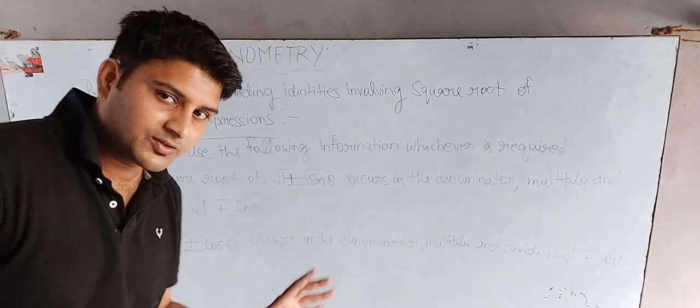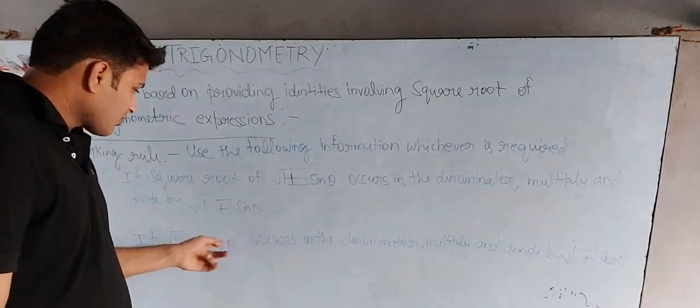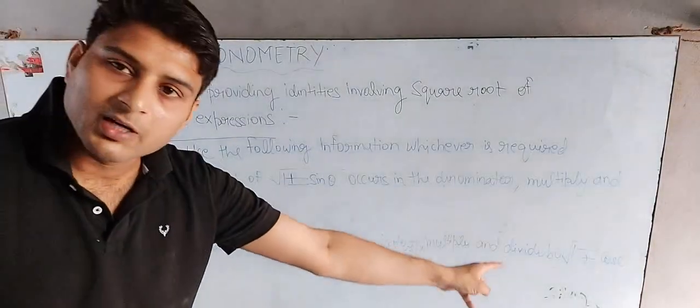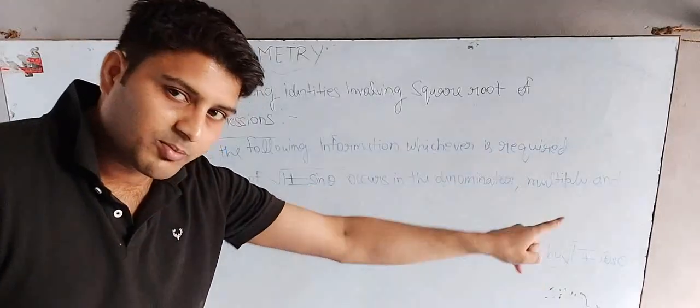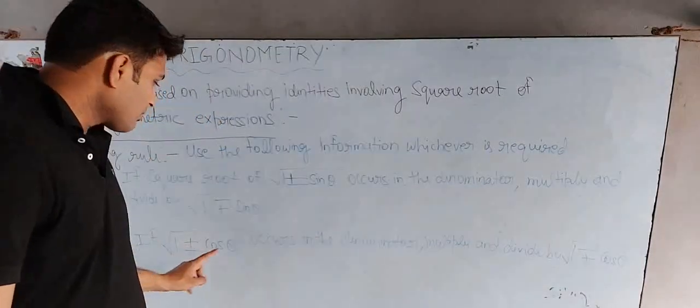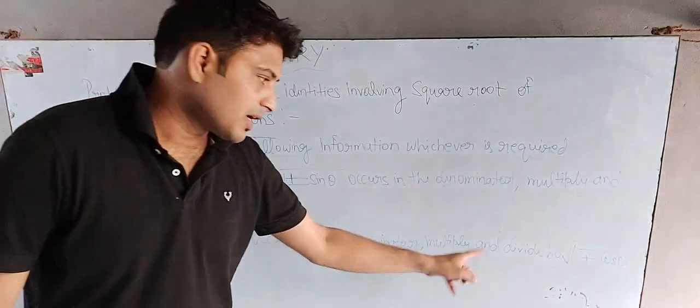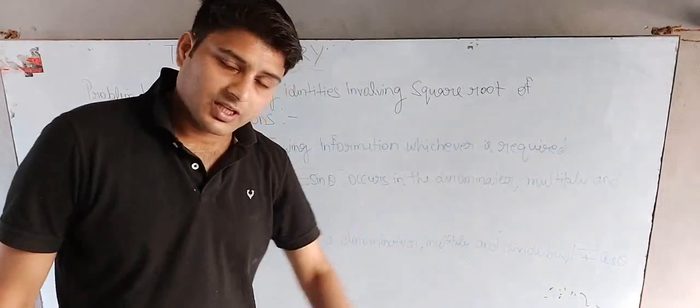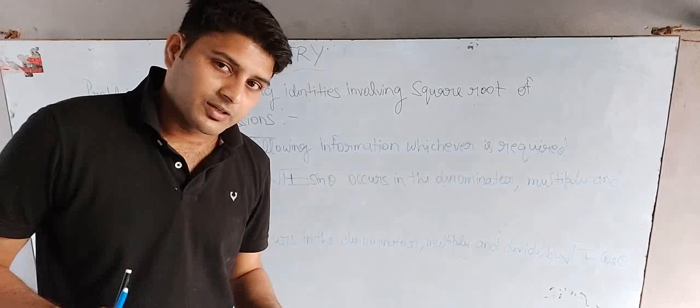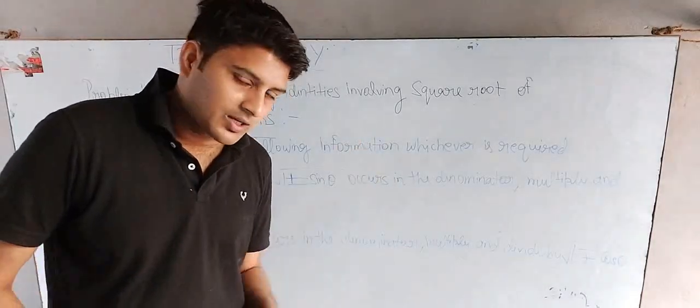like in the case of conjugates. And if 1 plus cos theta occurs in the denominator, multiply and divide by 1 minus cos theta, under root 1 minus cos theta. And if under root 1 minus cos theta occurs in the denominator, multiply and divide by 1 plus cos theta. Same like the case of conjugates. Let's see a question related to this.